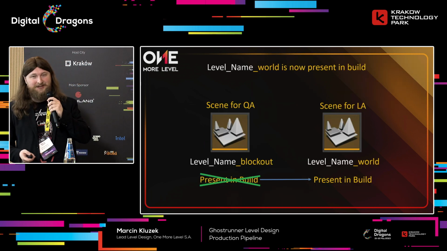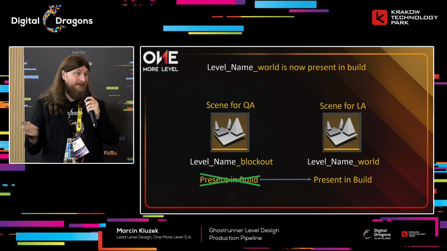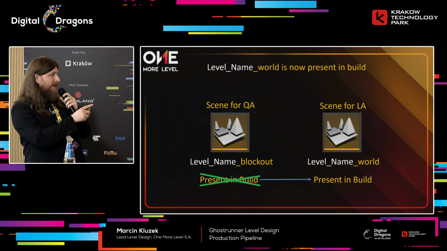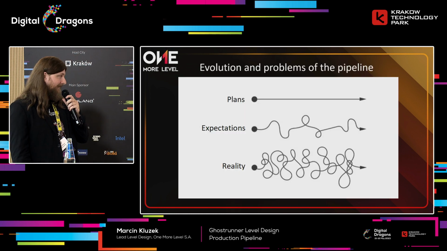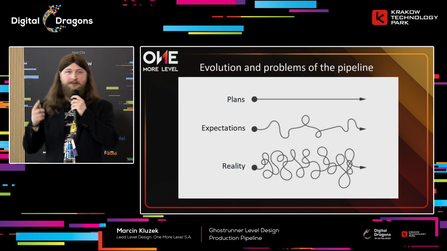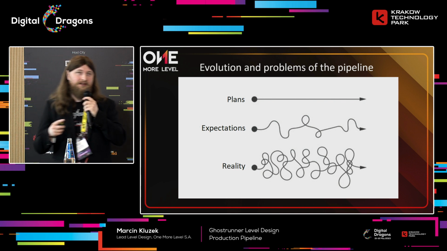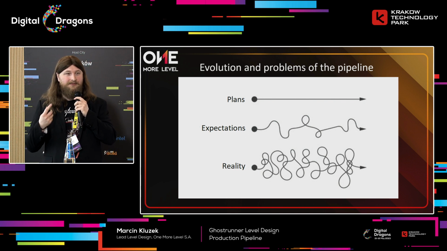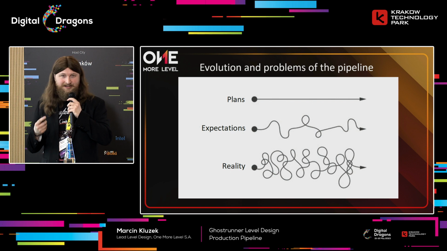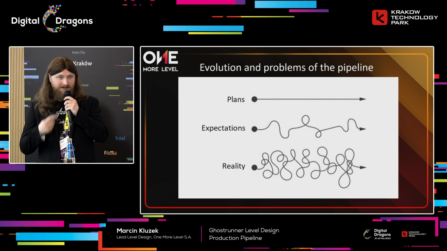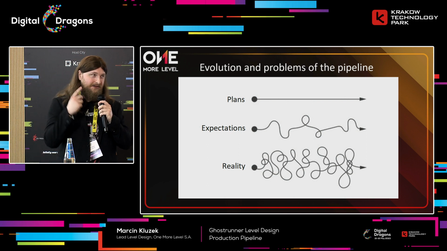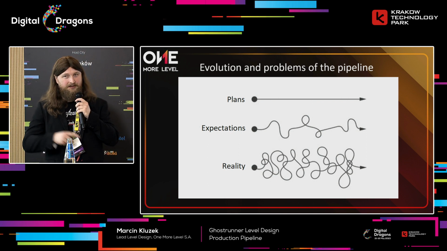So, if the level is done and everything is working, we can put it in the build, right? So now the level name prefix world is present in the build. So that's how the Ghostrunner 2 level design pipeline works right now. But the reality is that it hasn't started that way in Ghostrunner 1. It hasn't started that way in Ghostrunner 2. It's always evolving, always changing.